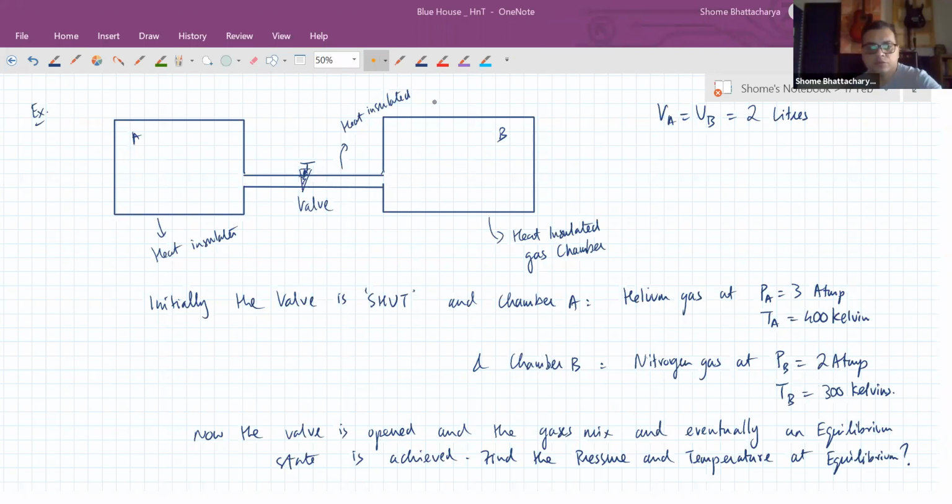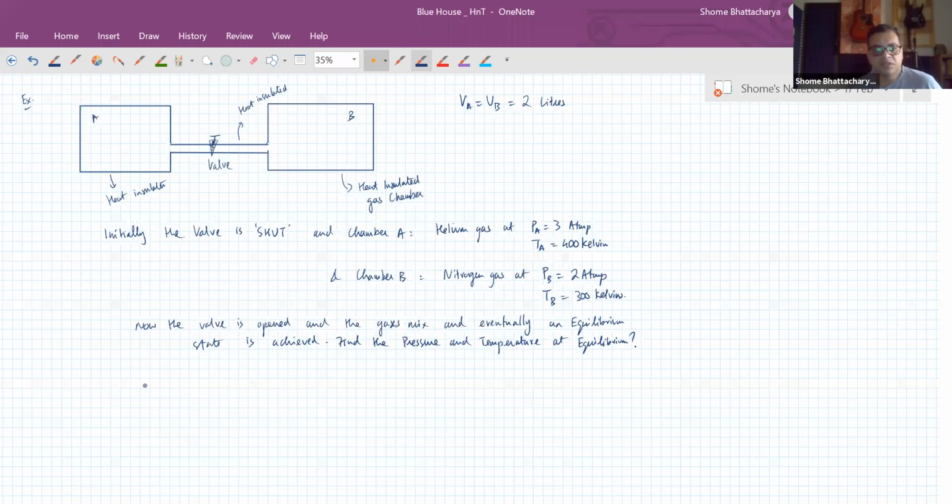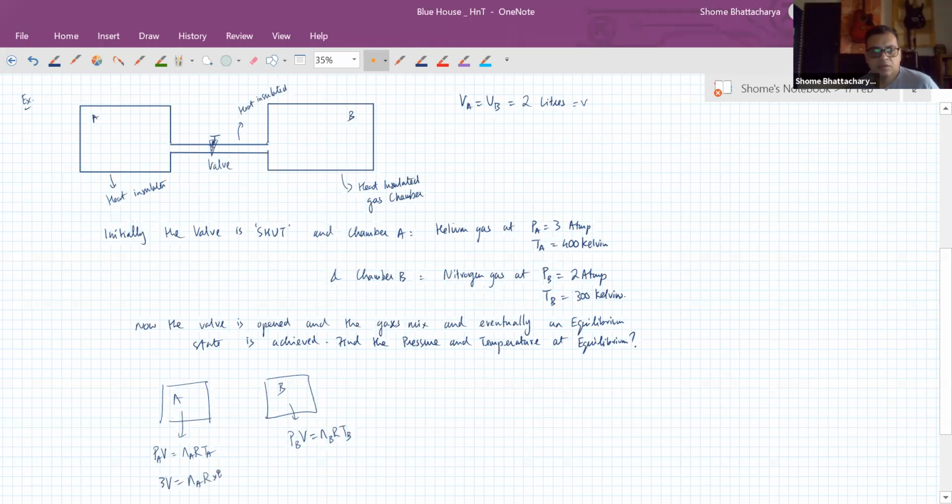Okay, so hope the question is clear and the data of the question is clear to all of you. So here what is happening is initially you have in chamber A, PA into, let's say, V is equal to, and in chamber B, because the volume is common, I'm just writing this as V. So we have 3V is equal to Na R into 400, and we have 2V is equal to NBR into 300.